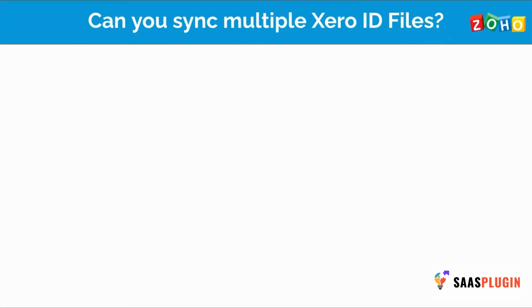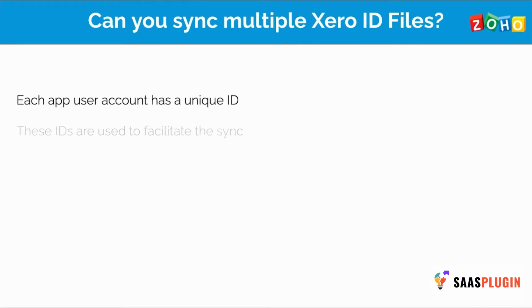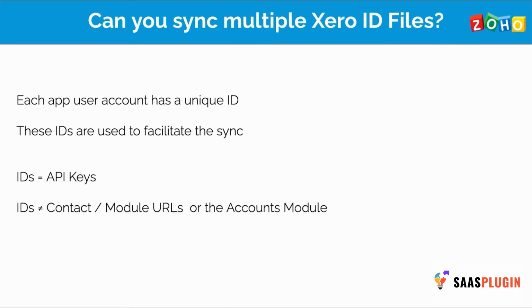For some background, your Xero and Zoho CRM both have unique IDs. The extension uses these IDs to identify and then sync your respective accounts for each app. These IDs are also referred to as API keys, so it's important to make the distinction and not confuse them with contact and module URL IDs or the accounts module itself, both of which are a part of the sync.